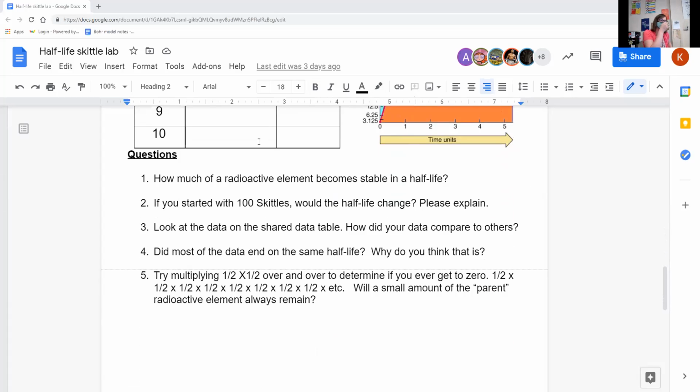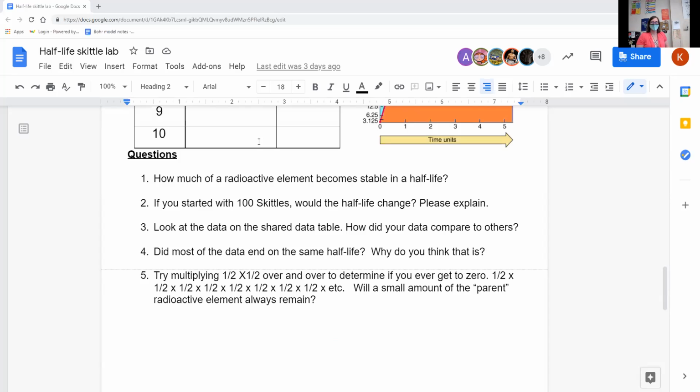So tomorrow we're going to have a lab quiz based on our discussion today. So I want to go through these 5 questions, and then I'm going to show you something else, and all of this is relevant information that could be on tomorrow's lab quiz. So how much of a radioactive element becomes stable in a half-life? About half, right? Is it exactly half? No. Do you think in real life it's exactly half every single time?